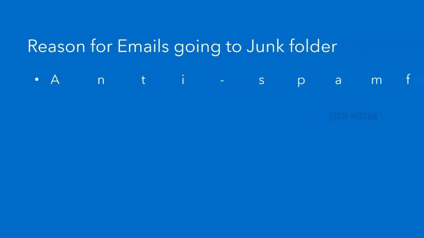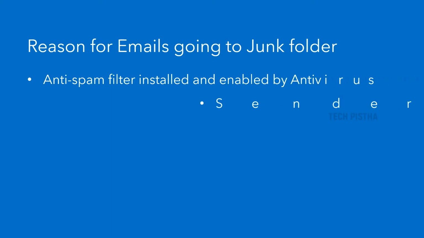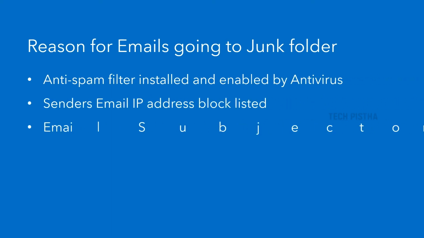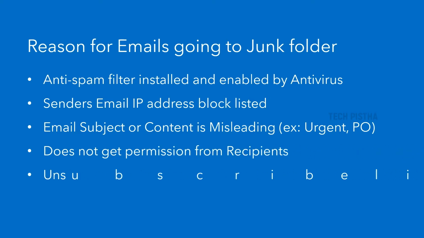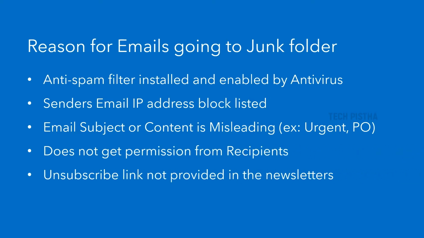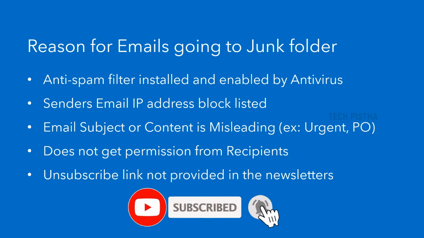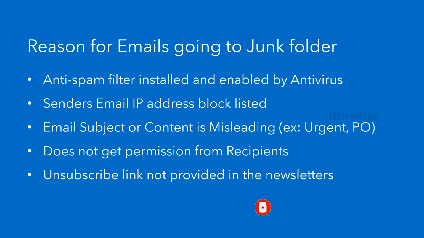The junk email filter evaluates each incoming message based on any one of the following reasons: anti-spam filter installed and enabled by antivirus, sender's email IP address blacklisted, email subject or content is misleading, did not get permission from the recipient email, unsubscribe link not provided in the newsletter emails. These are the reasons normal emails are also received in the junk folder.